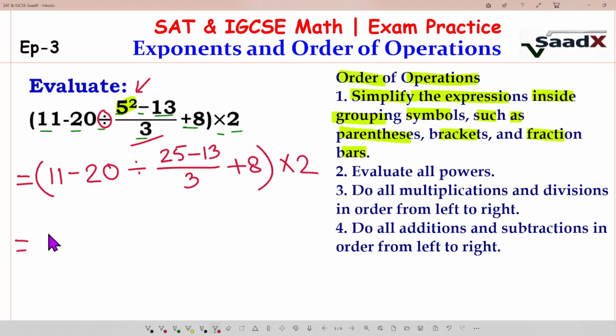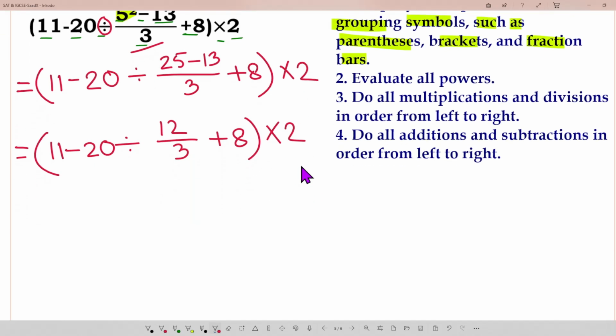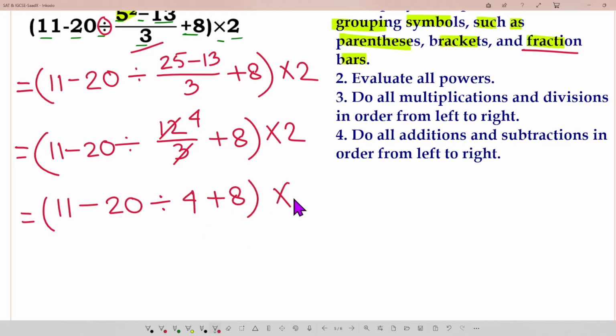Okay, next: 11 minus 20 divided by 25 minus 13, which is 12, divided by 3, plus 8 times 2. Now look, we cannot complete this division yet, because we still have the fraction, right? So here is 11 minus 20 divided by 12 divided by 3, which is 4. So we can write here 4 plus 8 times 2.